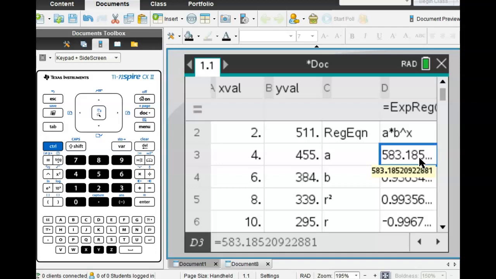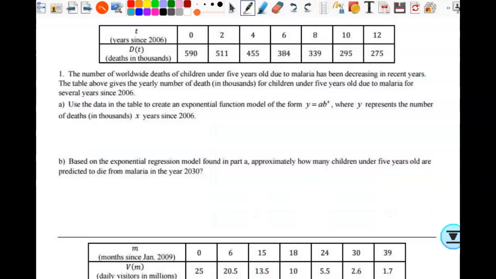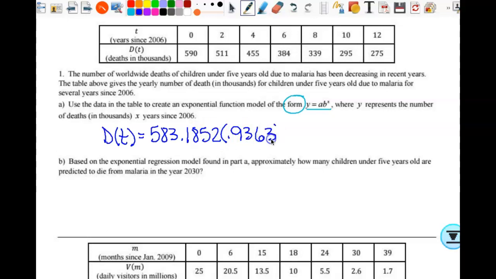Okay, so what it asks us to do, let's read our question here. It's talking about deaths and whatnot, but it says use the data in the table to create an exponential model. It's giving you the form. That doesn't mean that you have to use X and Y. This is in D of T and T. So what I get from my calculator is that D of T is equal to 583.1852 times 0.9363 to the T power. Okay, my T's have to match there.